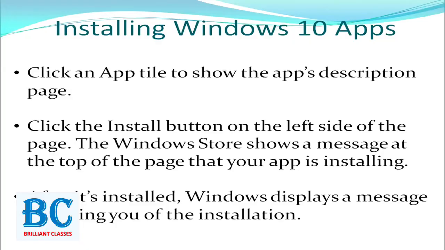You must have heard about apps. As I discussed in the features also, Windows 10 has various apps that can be installed. Some apps are free, some apps you have to purchase. So, click on the particular app tile to show the description of that particular app, what that app contains. Click on the install button. The window shows a message that the app is getting installed. After it is installed, it displays a message that the installation is complete.